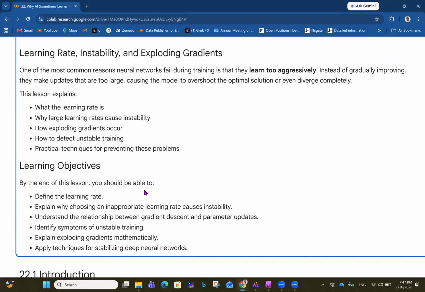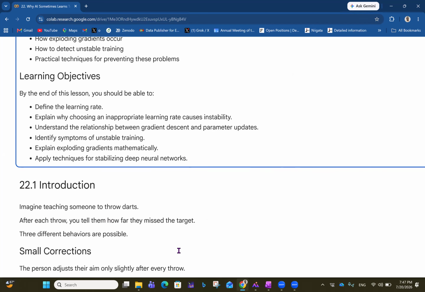By the end of this lesson, you should be able to define the learning rate. Of course, we've talked about the learning rate a lot under the gradient descent method. Then explain why choosing an inappropriate learning rate causes instability, understand the relationship between gradient descent and parameter updates, identify symptoms of unstable training, and explain exploding gradients mathematically. And apply techniques for stabilizing deep neural networks also.